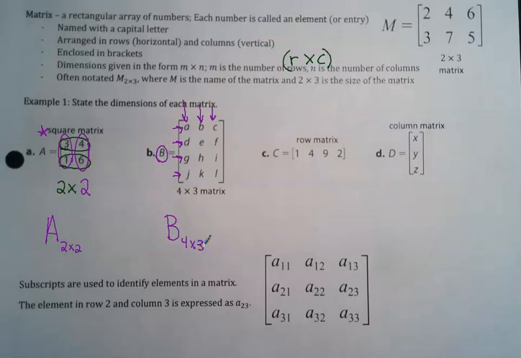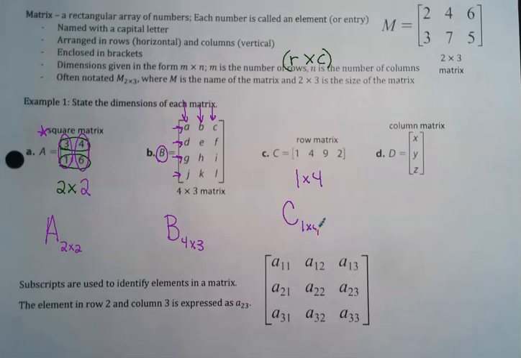Okay, C. What is C? What are its dimensions? Good. It has 1 row by how many columns? Perfect. It's a 1 by 4. This is called a row matrix because everything is just in a single row. So if we name this, it's going to be C, 1 by 4.